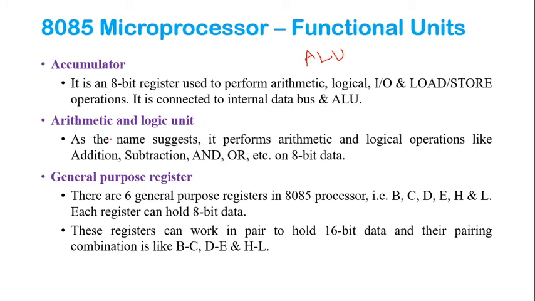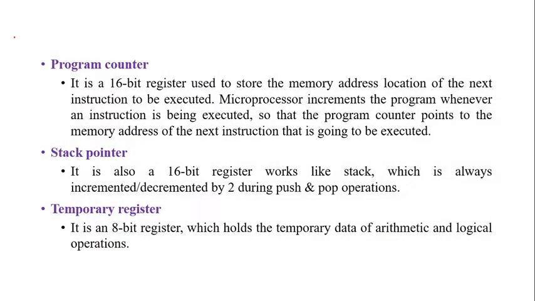Now the arithmetic and logic unit. What is the arithmetic and logic unit? As the name suggests, it performs arithmetic and logic operations like addition, subtraction, AND, OR, XOR, etc. on the 8-bit data. Now next one, that is the general purpose registers. So there are six general purpose registers in the processor: B, C, D, E, H and L. Each register can hold up to 8-bit data, and those registers can work in pairs to hold 16-bit data, and their pair combinations are BC, DE and HL, which can be 16-bit pairs.